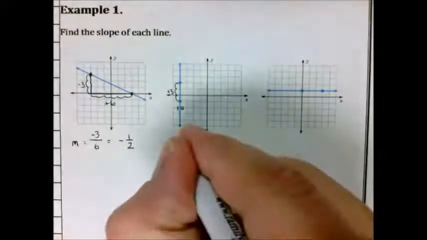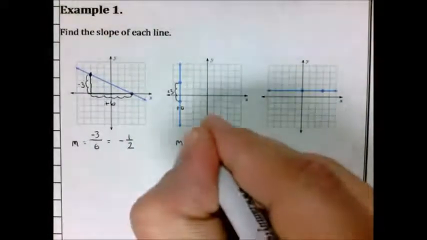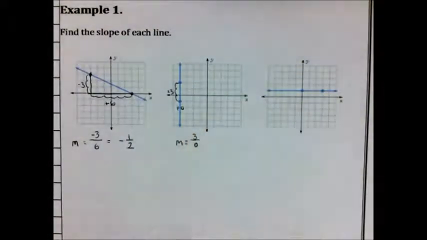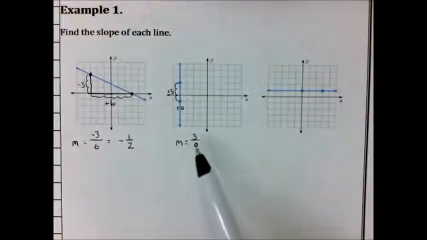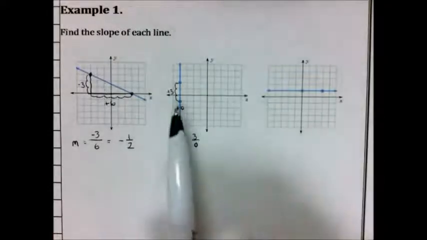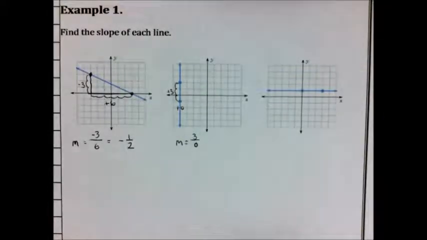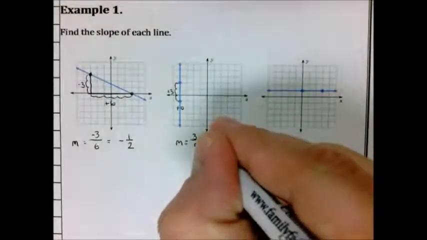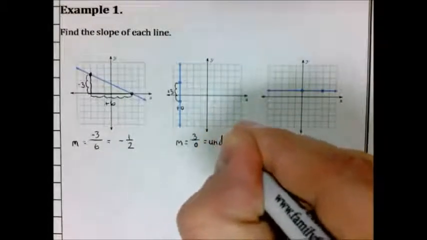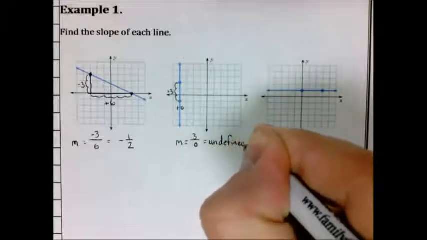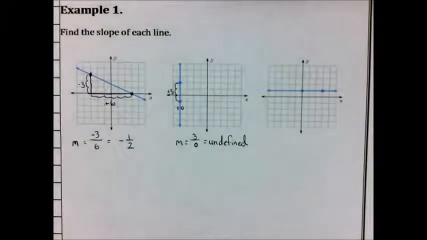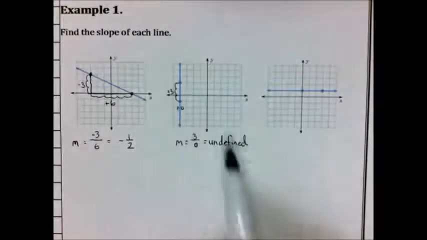So our slope is m equals 3 over 0. But this is what I want you to understand: when you get a slope of 3 over 0, we cannot divide by 0. We never can. And so if you have a vertical line like that, it's called undefined. If you have a vertical line that goes straight up, that is an undefined slope. We can't find that slope. So anytime there's a vertical line, just put undefined.